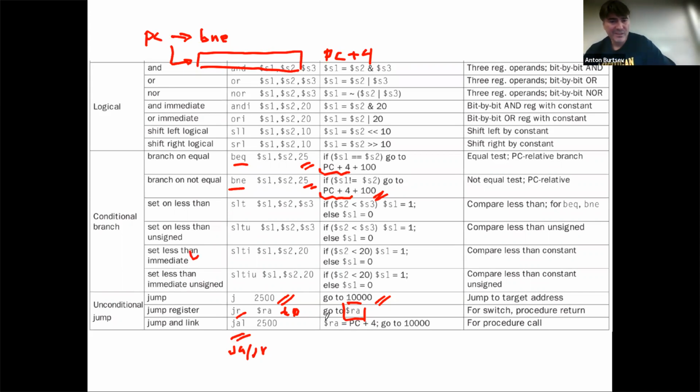So relative jump relative to the PC+4, but again, since you extend 2 bits, instead of jumping to 2500, you're jumping to 10,000, right? So again, if you try to remember, I would say, forget about it. Just get the gist of it. And it kind of logically flows from the semantics of the instruction.